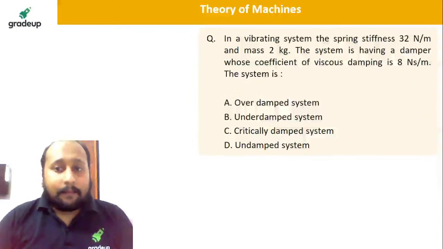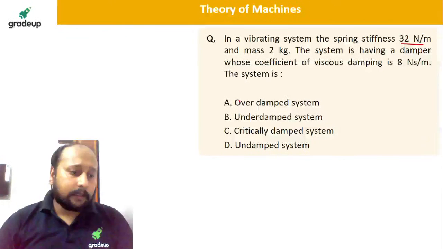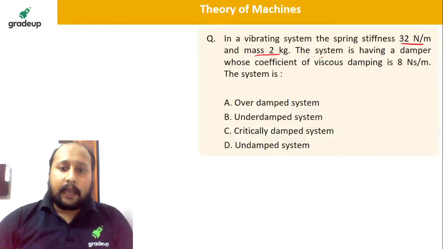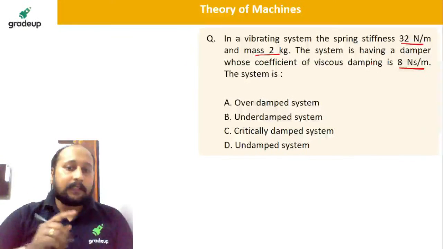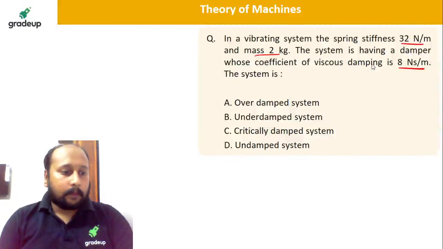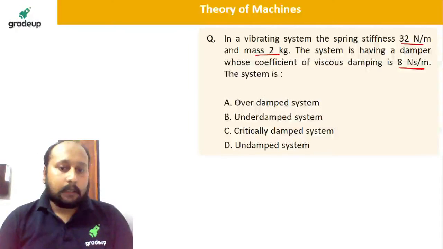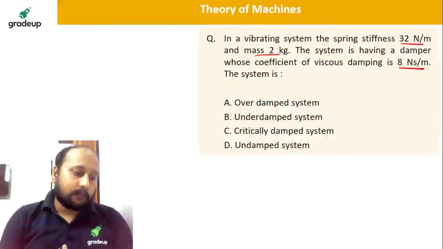In a vibrating system, the spring stiffness is 32 Newton per meter, the mass is 2 kg, and the damping coefficient is 8 Newton second per meter. Tell me whether the system is over damped, under damped, or critically damped. Quickly. Or is it an undamped system? Undamped basically means zeta is equal to 0.